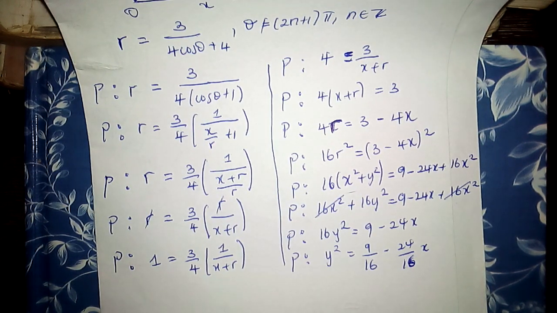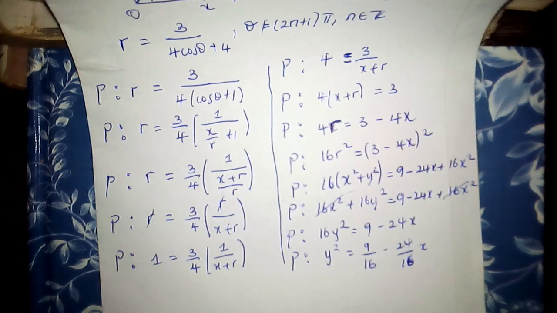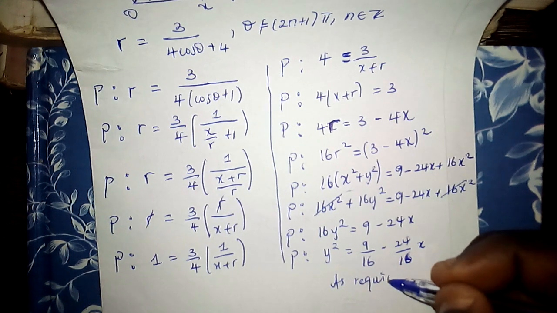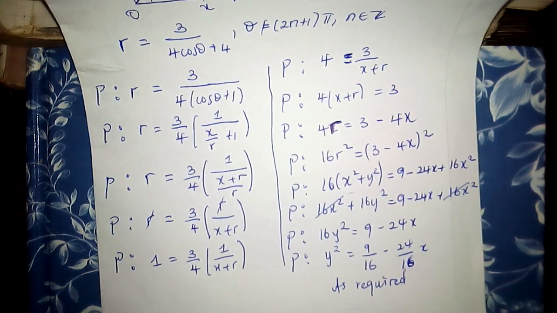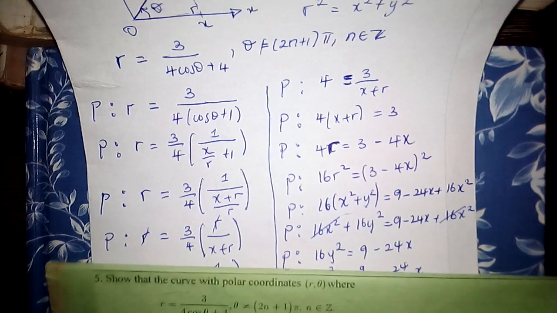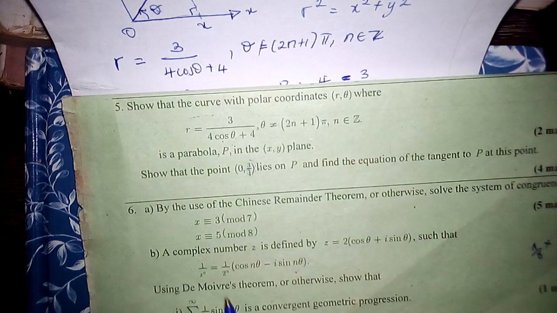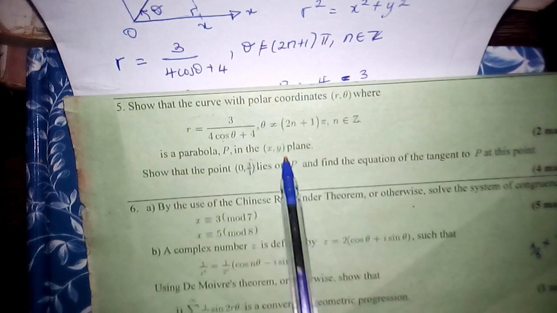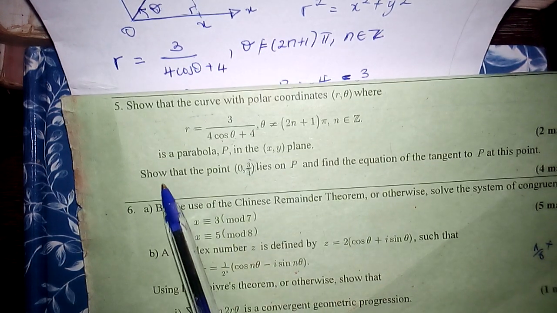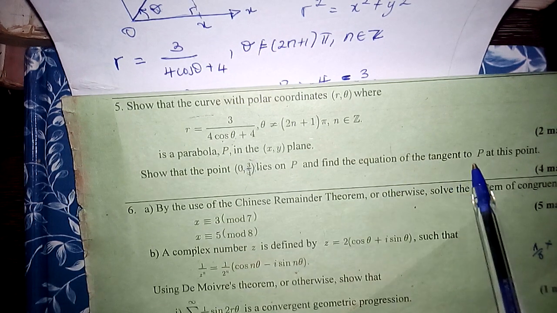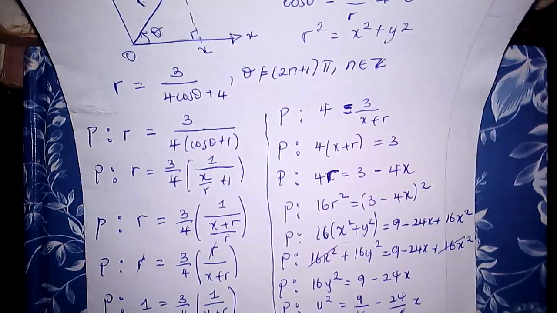Okay, so we have shown that this is a parabola. That should require a full lesson on conic sections, which is going to be done, so you're going to know how to identify the equations of all the conic sections, be it a hyperbola or an ellipse or a circle. Alright, so we have shown that it's a parabola in the xy plane. Now the next is that we should show that the point (0, 3/4) lies on P, and then we find the equation of the tangent to P at this point.